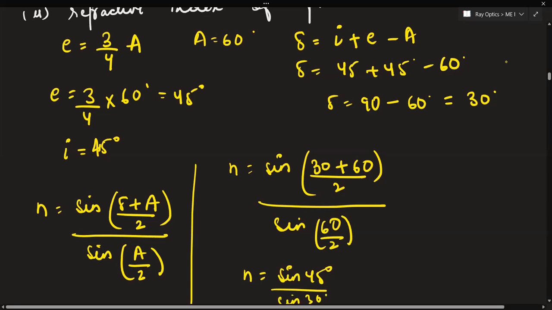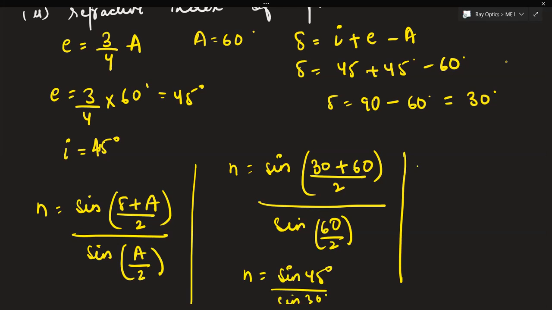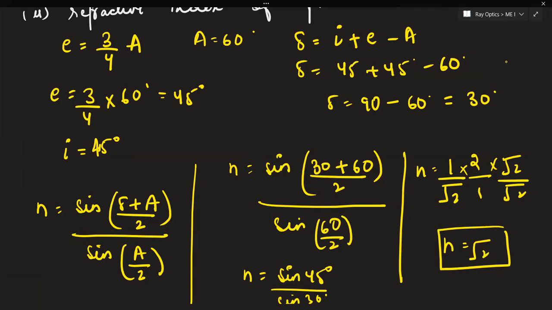So n is equal to sine 45, which is 1 by root 2, over sine 30, which is half. So 2 by root 2, and if you want to rationalize it, multiply and divide by root 2, you will get your answer as root 2. Is it clear? Simple usage of these formulas. Are these clear to all of you?